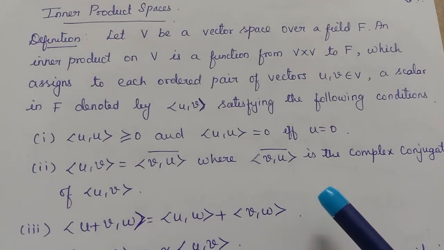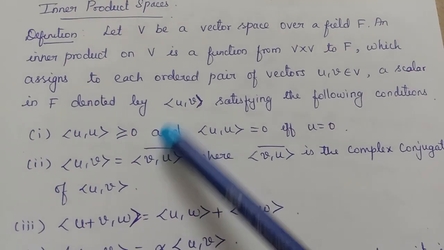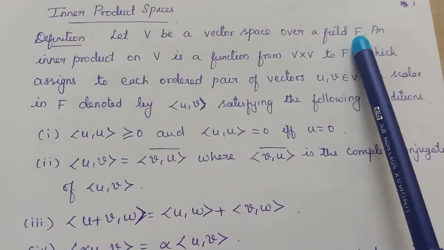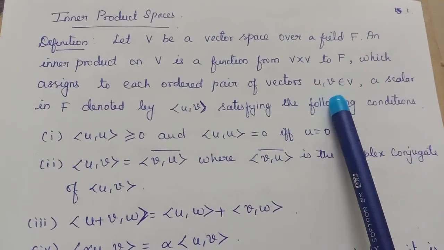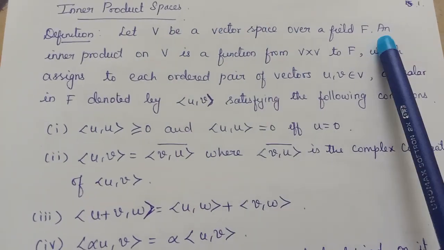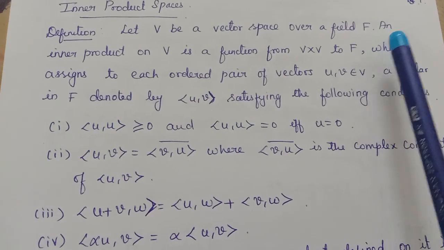Let's start with the definition. For defining an inner product space, you have to take a vector space along with the field F. Now you take two vectors u, v from the vector space. The elements of V are called vectors and the elements of field F are called scalars.